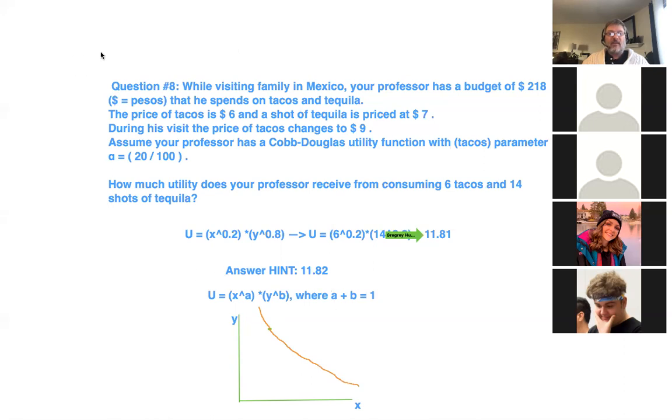Does that look good, Hannah? Looks great. And then the utility associated with all of the points on that indifference curve, what is it? You want to tell me? 11.81. Yeah. So all of those, including the one that we calculated the utility for, are going to give us a utility of 11.81. Any other questions? That's it for me.